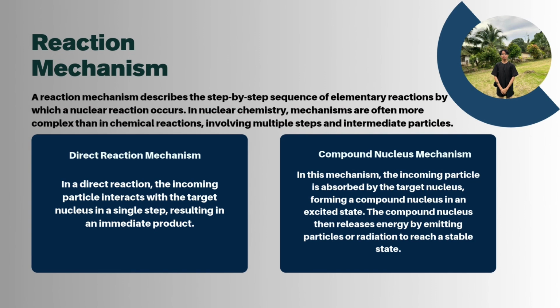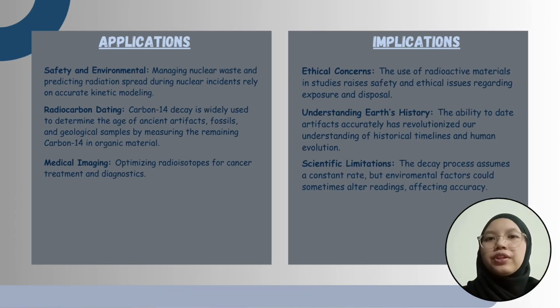Describe the step-by-step sequence of elementary reactions by which a nuclear reaction occurs. In nuclear chemistry, mechanisms are often more complex than in chemical reactions, involving multiple steps and intermediate particles. Two of the mechanisms are the direct reaction and the compound nucleus reaction, which both have a different kind of mechanism concept.